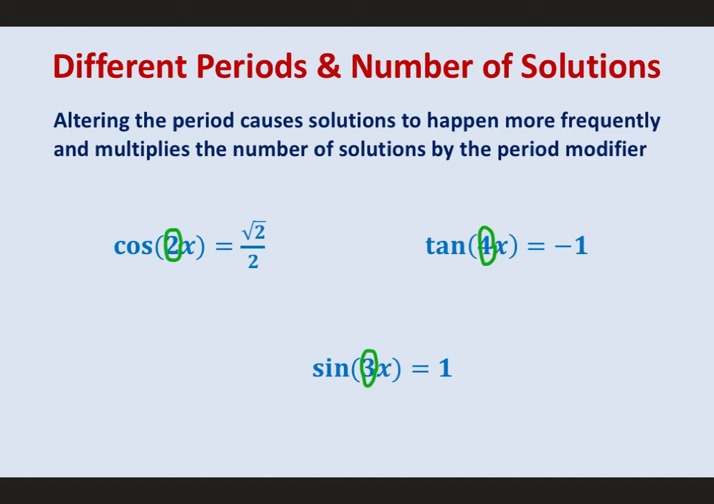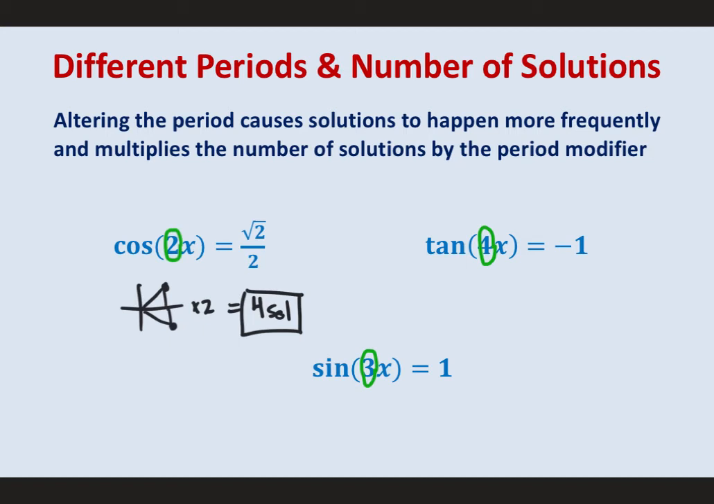So cosine of 2x being root 2 over 2, well, cosine happens in 2 places. It's positive, so it's going to happen in quadrants 1 and 4. I don't really care what those angles are at this moment. That'll be for a later time. So that's 2 times 2 more. For this problem, there would be 4 solutions, because there's 2, and then the period modifier is times 2, so it doubles the number of solutions.